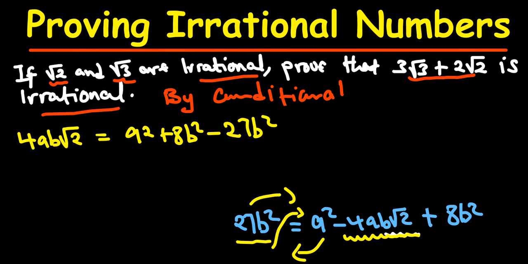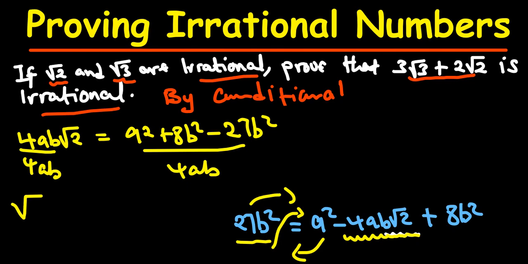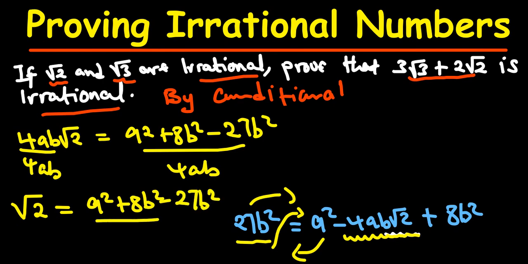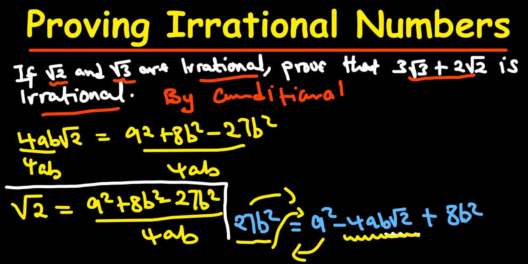Okay, so from here we're just going to divide both sides by 4ab. Even this side we divide by 4ab. So what we are going to get is that root of 2 is equal to a squared plus 8b squared minus 27b squared divided by what? 4ab. So this expression that we now have here will give us the contradiction that we want.